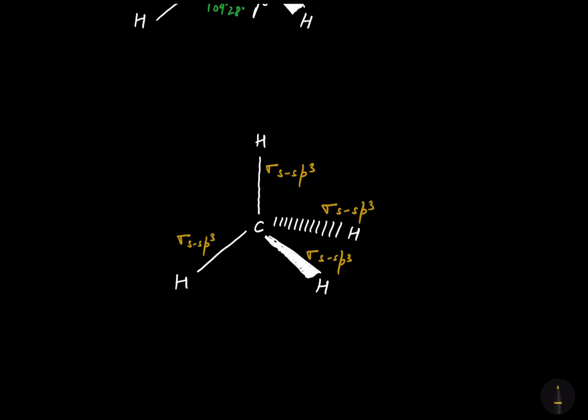All four bonds are of the same type. That's why they are all of equal strength. So I'm repeating it again: all the bonds are sigma s-sp3, all are of the same type, and that's why all are of equal strength.